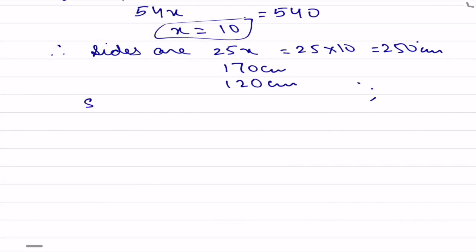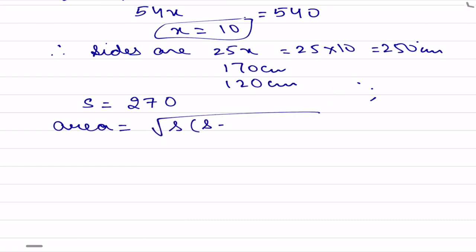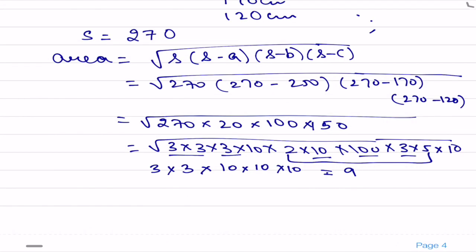Now semi-perimeter we have already calculated, that is 270. Now again we will use Heron's formula. According to the formula, we need s and all the three sides. We will substitute the values in the formula, 270. So after prime factorization we can see the area of the triangle is 9000 square centimeter.